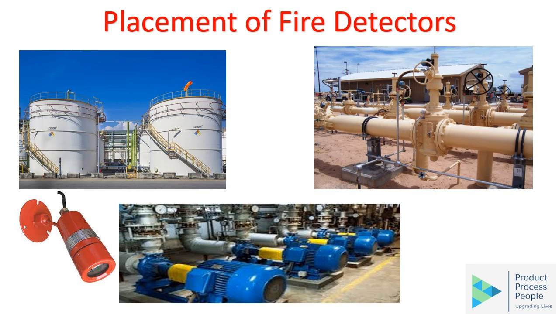Placement of fire detectors is of major concern. If we cannot place the fire detector properly, it will not be able to detect the fire. In chemical plants and refineries, the fire detectors are mostly placed around the hazardous areas, like in and around the storage tanks, near the valve manifolds and the transmission lines, near critical equipment like pumps, compressors, etc.